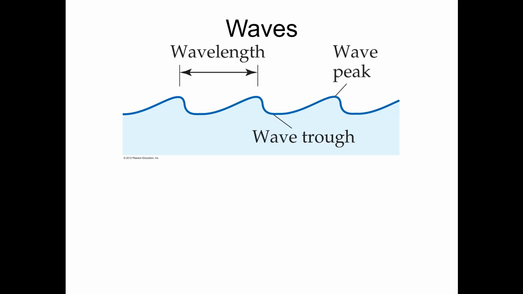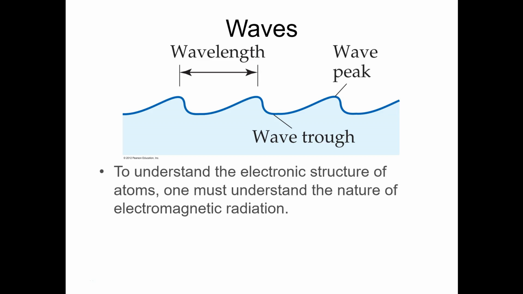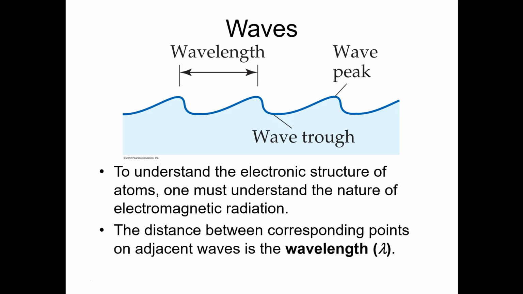So just to remind ourselves about properties of waves when we're actually talking about quantifiable properties of waves, and that is the wavelength is going to be the distance between two consecutive crests. So the distance between the two corresponding points on adjacent waves is called the wavelength, and the unit of wavelength is going to be the meter.